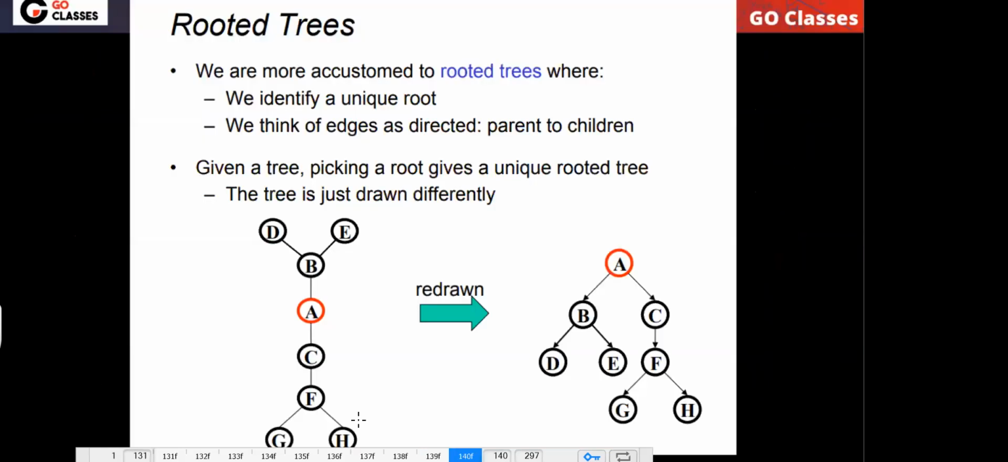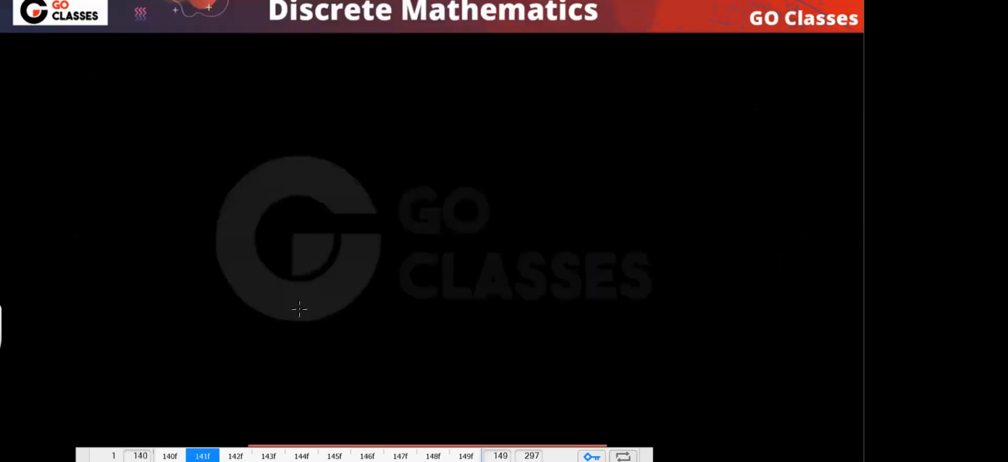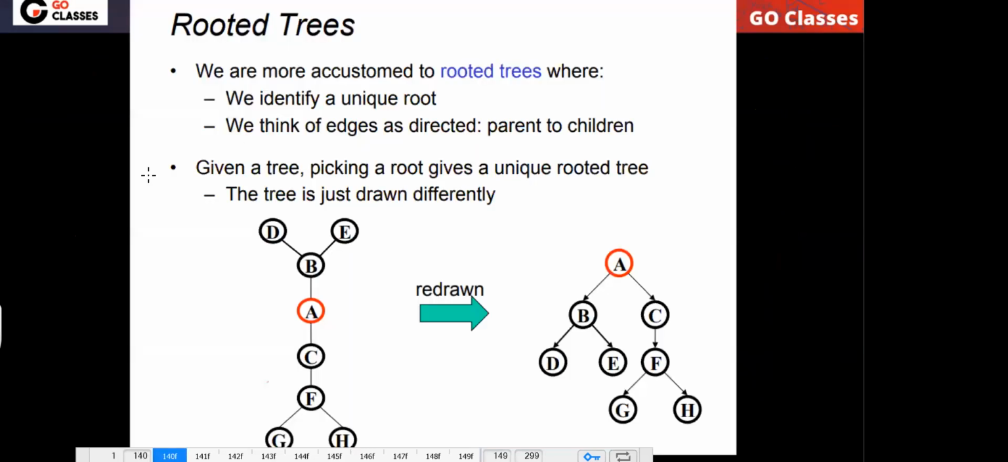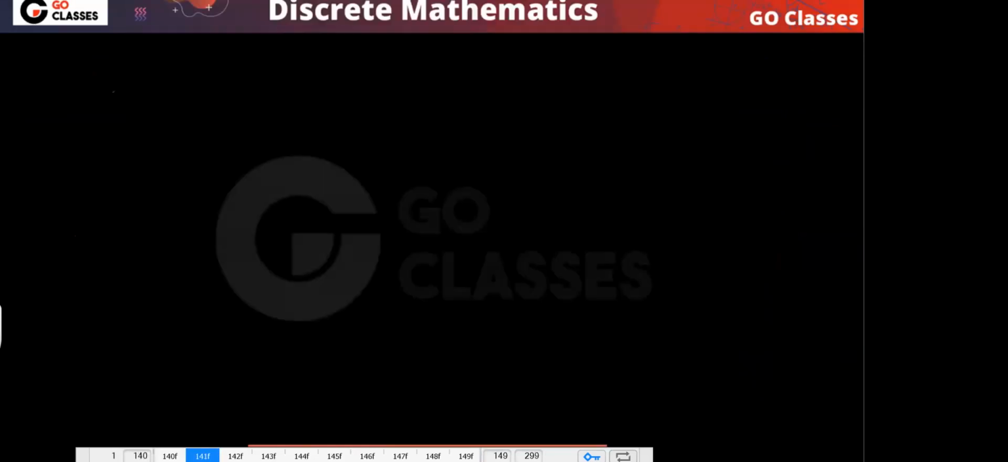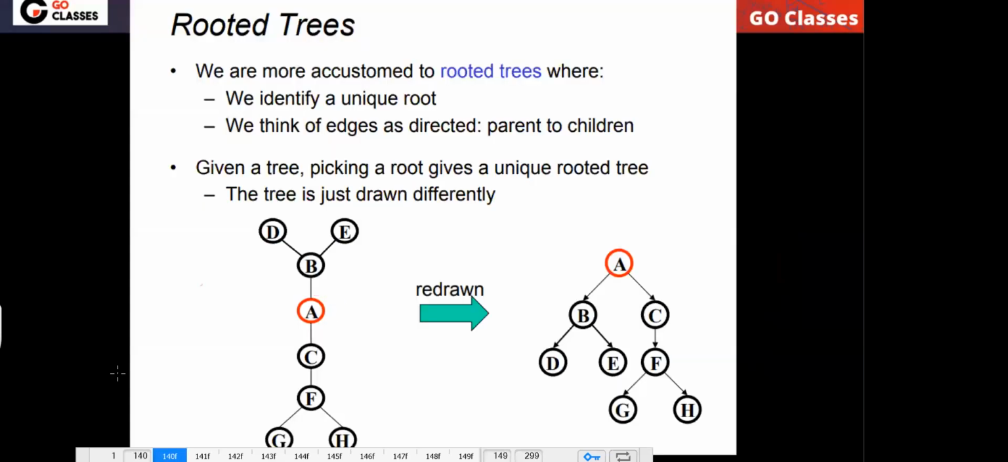Actually, how can you create a rooted tree? For example, in a rooted tree, one vertex is designated as the root. If I create this vertex as root, then this is your normal tree, and this is the rooted tree. This is a normal tree, which is an undirected graph.